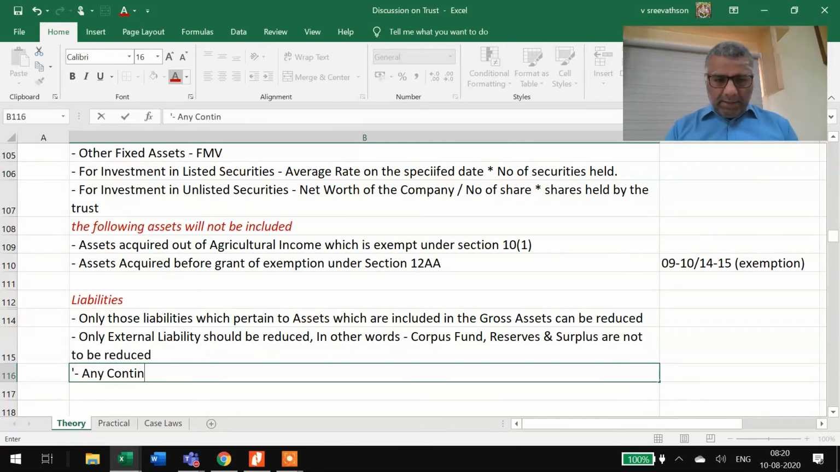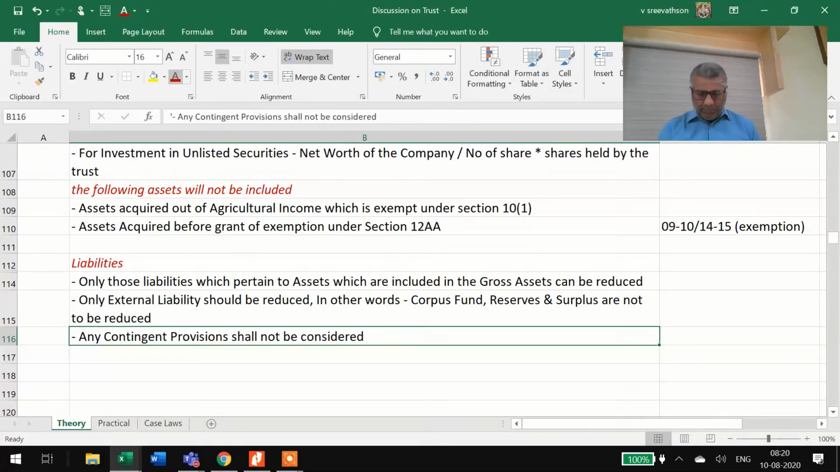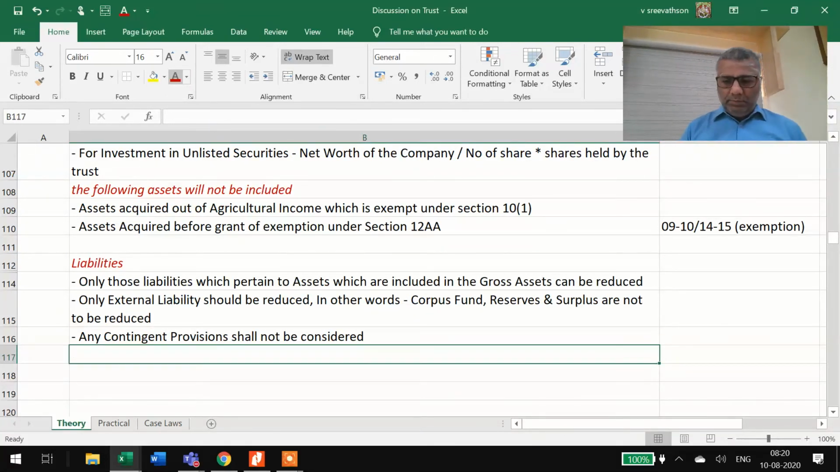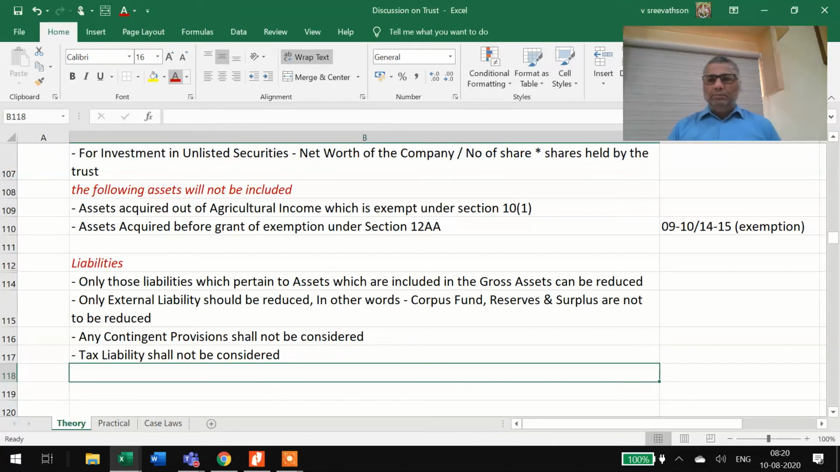Any contingent provisions shall not be considered. Tax liability shall not be considered. Read through the provision once.